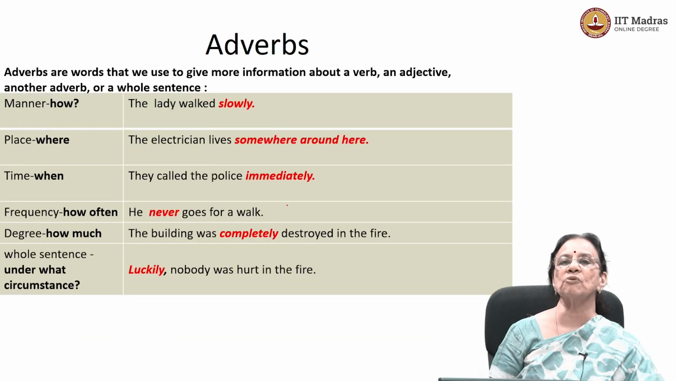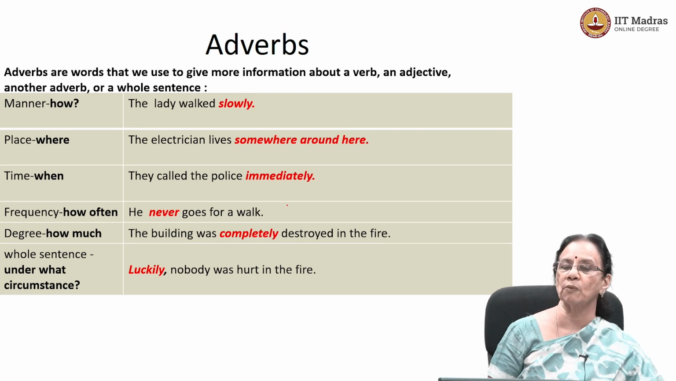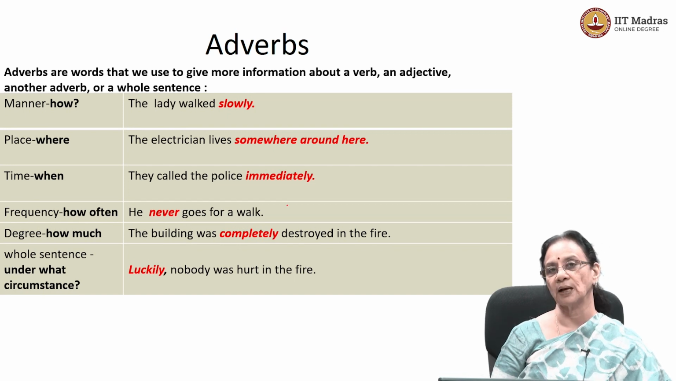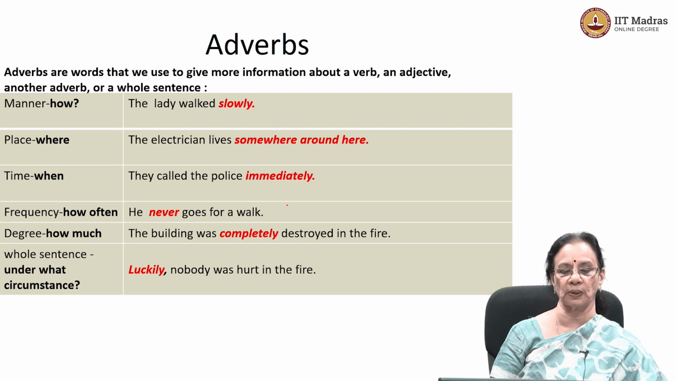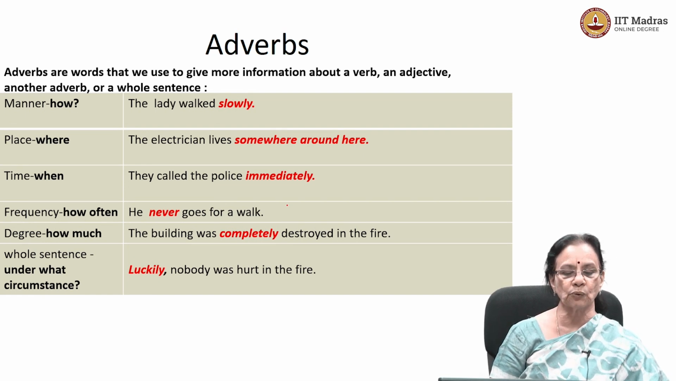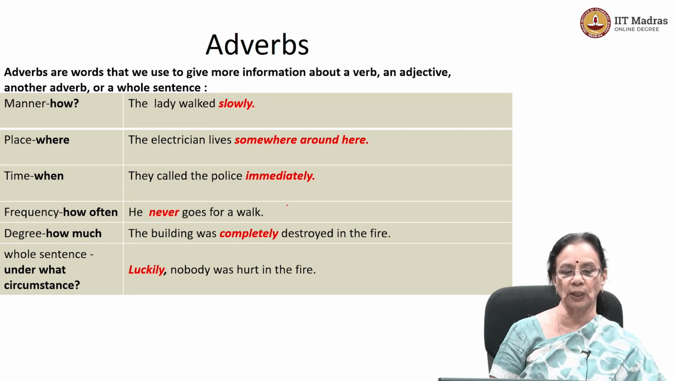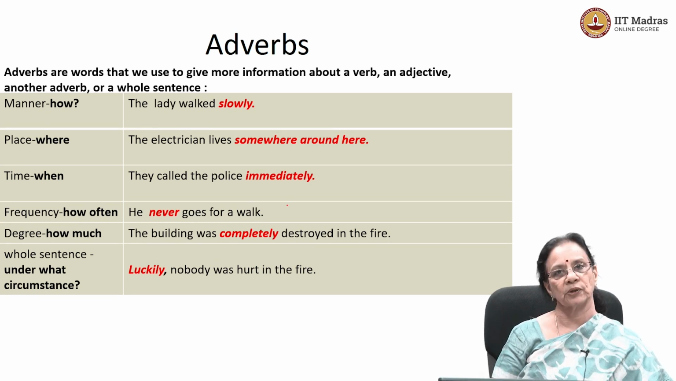We have the adverb of manner. And how do we know whether it is an adverb of manner? Simple. Ask the question how. And if you get the answer, it is an adverb of manner. Let us look at this example. The lady walked slowly. Now try asking the question, how did the lady walk? And you get the answer, the lady walked slowly. So slowly is an adverb of manner.